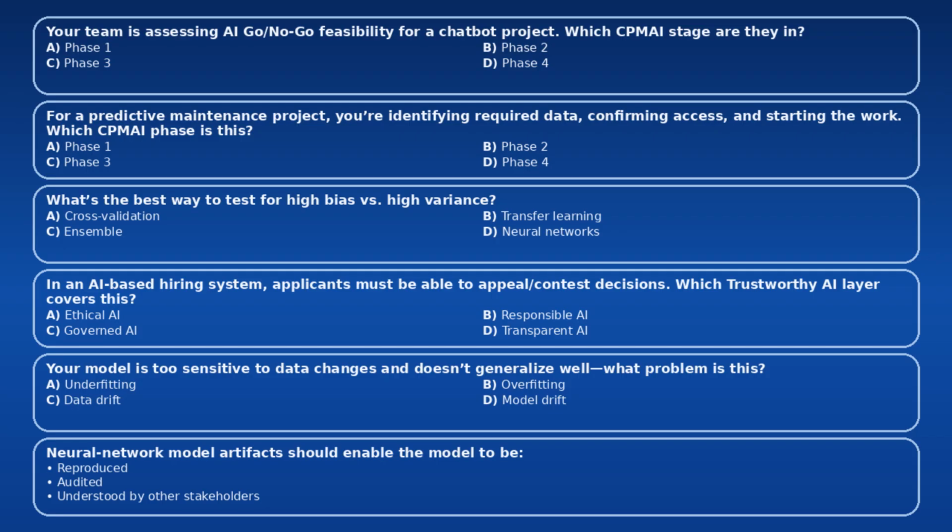Next question. When using a neural network algorithm to generate a machine learning model, certain artifacts are essential to ensure the model can be reproduced, audited, understood by the stakeholders, tuned, or retrained in the future. The right answer is reproduced. The artifacts that are required are supporting training data, hyperparameter settings, and algorithm code.